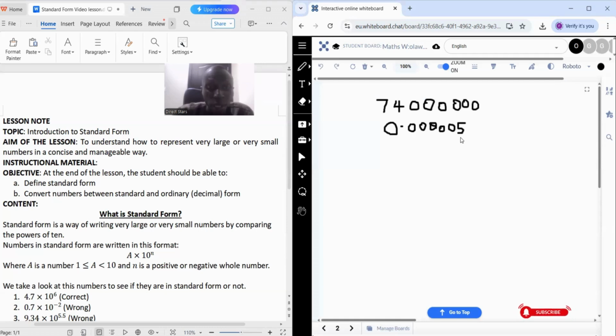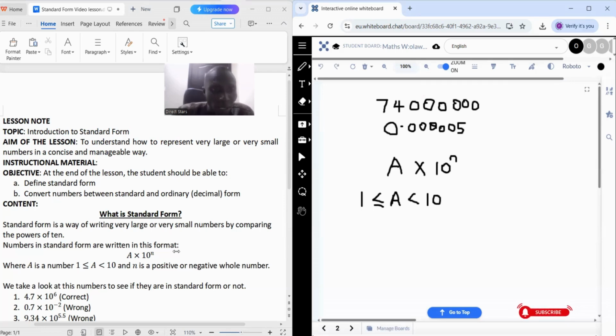Numbers in standard form are written in this format: a multiplied by 10 raised to power n, where a is a number that is greater than or equal to 1 but less than 10, and n is a positive or a negative whole number.